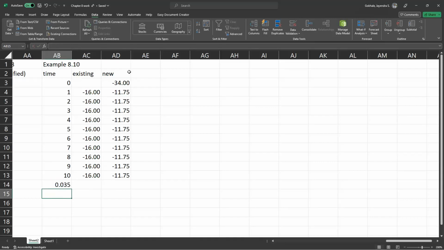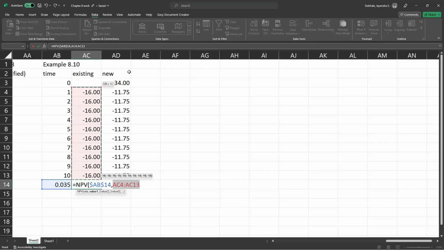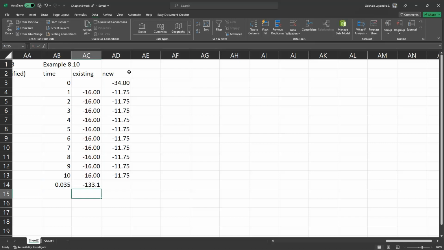Well, 3.5% is the discount rate. We find out the net present value using the NPV function. So NPV, well, we'll fix it using the dollar sign. So $AB$14. In fact, I apologize, I'm going to copy that and then comma, the values. So all the values plus the time t equals 0th cash flow. So that's the 0th cash flow. And beautiful. So that's the net present value.